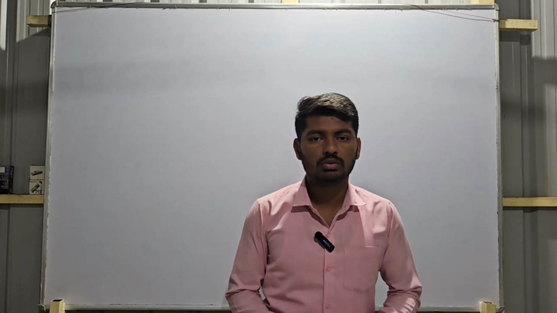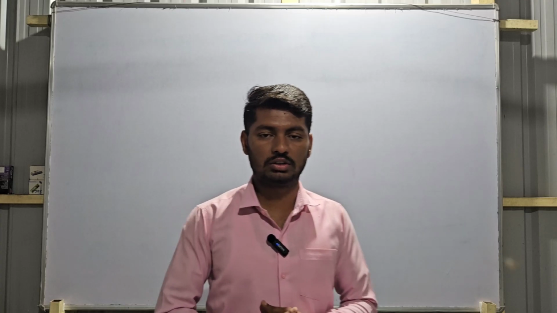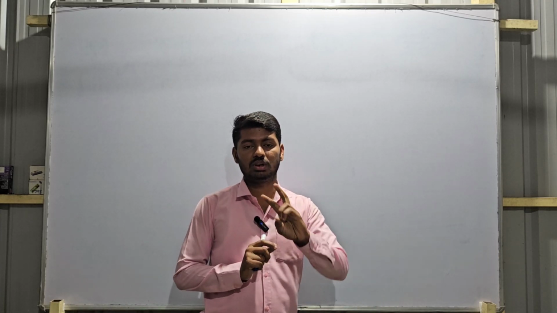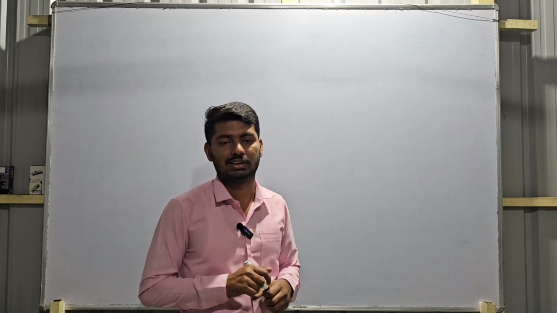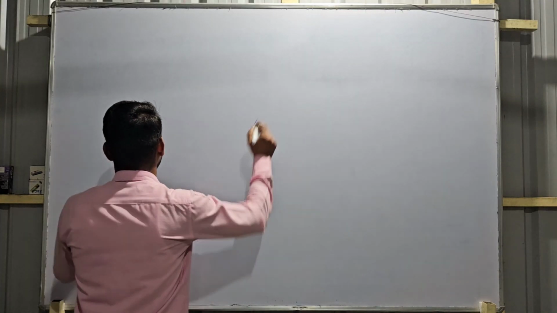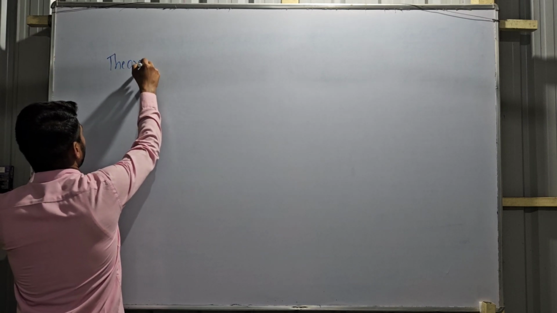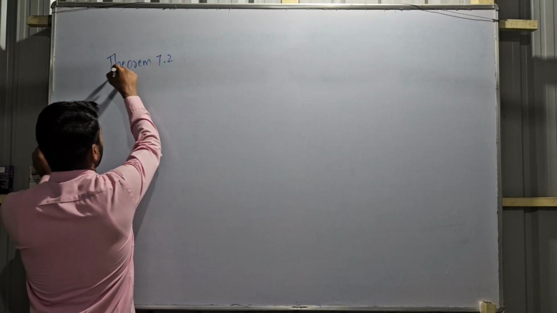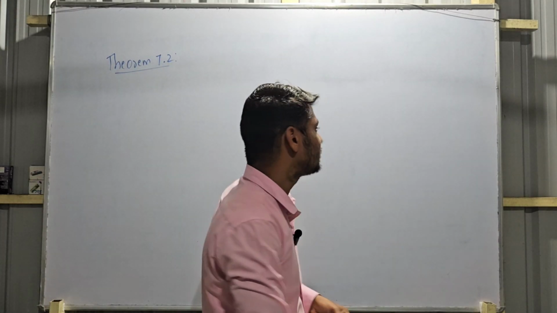Well, till now we have discussed two criteria of congruency in which we can say that two triangles are congruent. Before getting on to the third criteria, let us discuss two theorems on isosceles triangles. This is very, very important. Theorem number 7.2. The statement of theorem 7.2 is based on isosceles triangles.